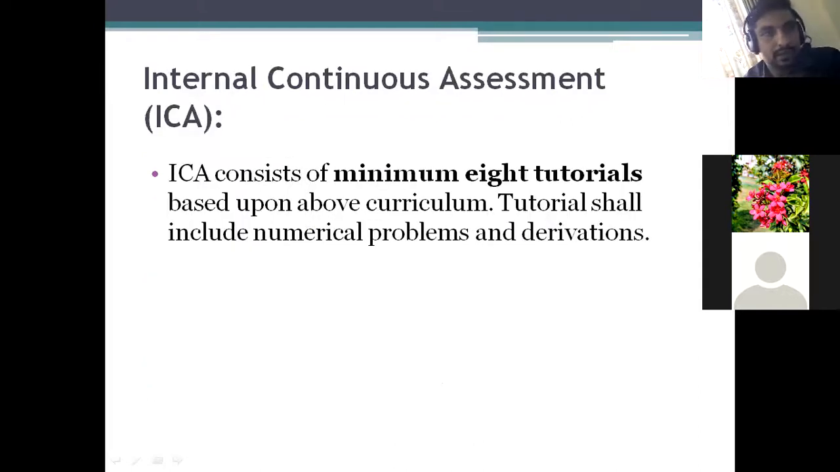Now coming to the internal continuous assessment, as I said, there would be 25 marks of term work, and it will be based on a minimum of 8 tutorials based on that curriculum. Along with that, your attendance will be considered, and it will have more weightage. It will consider the online test, right? So online test, attendance, your performance, and these 8 tutorials all will contribute to your 25 marks ICA.